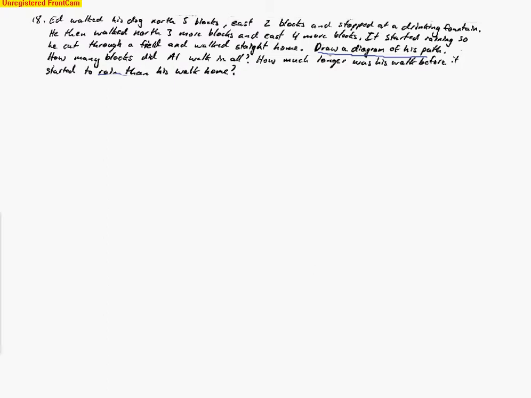This is the last problem on the review for Chapter 3, Test Part 2, and let's take a look at it. It talks about how Ed walked his dog north 5 blocks, then east 2 blocks, stopped at a drinking fountain, and then he walked 3 more blocks north, and then again 4 blocks east. And it started to rain, so he cut through a field and walked straight home.